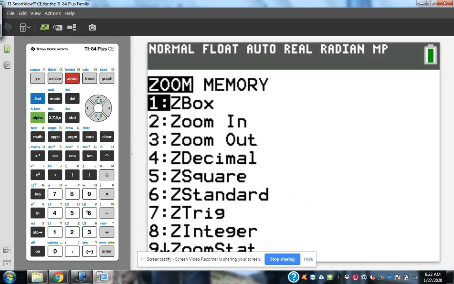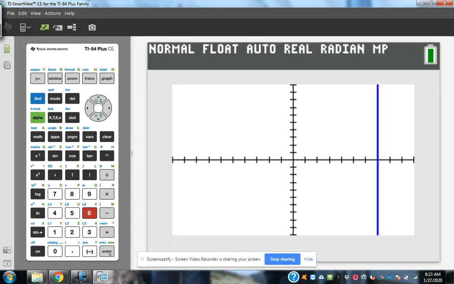Zoom and Z standard, which is option 6 there. If you hit that, it'll take you back to that 10 by 10 window. So Zoom 6 is your way back to the 10 by 10 window, which is where you're going to live most of the time. But when you get into these word problems, sometimes you got to change that X and Y axis a little bit so you can see your picture well.